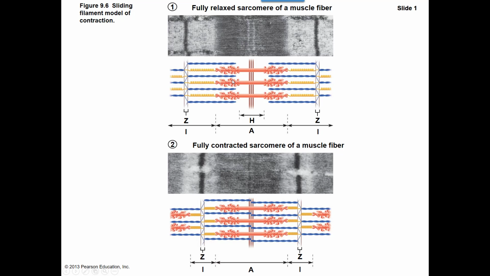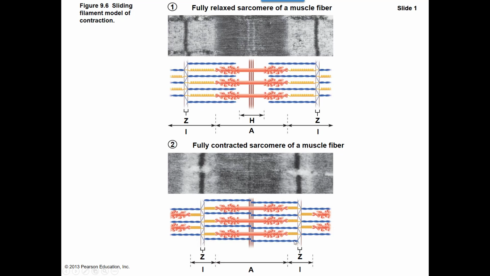Now, my note: the actin doesn't shorten, the myosin doesn't shorten. The actin is still the exact same length here as it is here. It's just now these two actin filaments are right next to each other. We've lost that area where there wasn't that overlap.